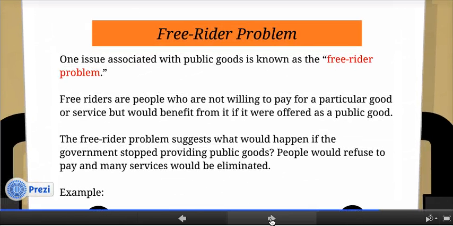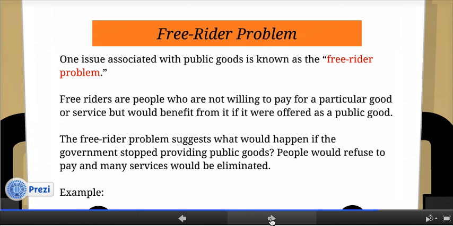So, the free rider problem. Have any of you ever heard someone use the term freeloader? For example, someone that always comes to lunch and doesn't bring his lunch but just eats pieces of other people's lunch. Well, you can kind of relate that to the free rider problem. One issue associated with public goods is known as the free rider problem. Free riders are people who are not willing to pay for a particular good or service but would benefit from it if it were offered as a public good.